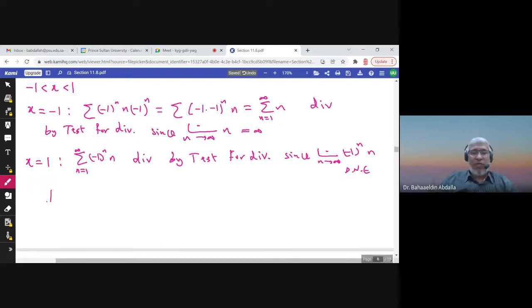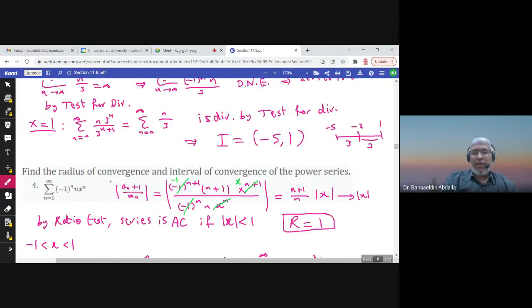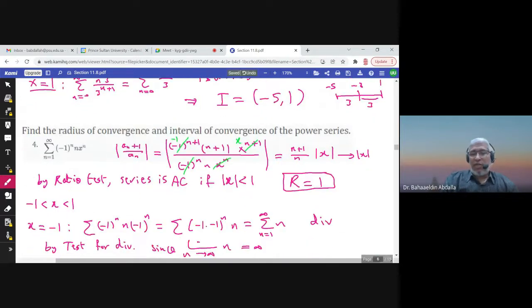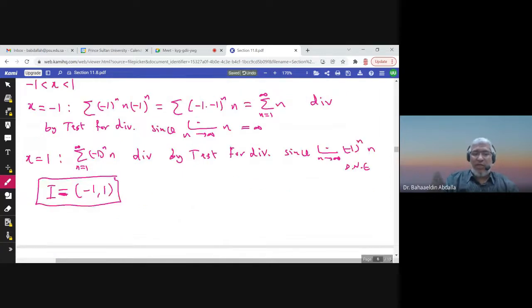So the interval of convergence is from negative 1 to 1, and negative 1, 1 are not included. So this is the answer. This is the radius of convergence 1, and this is the interval of convergence.